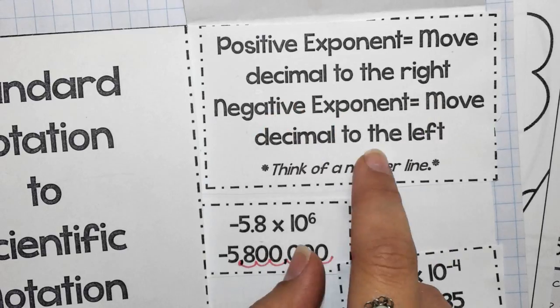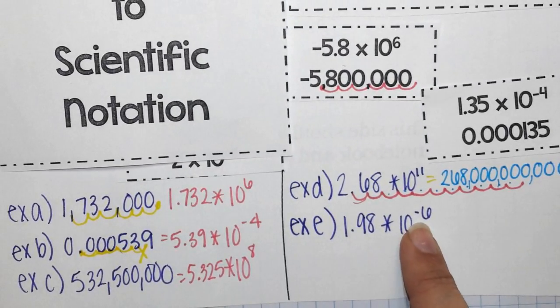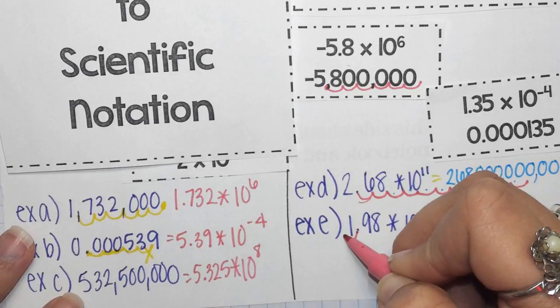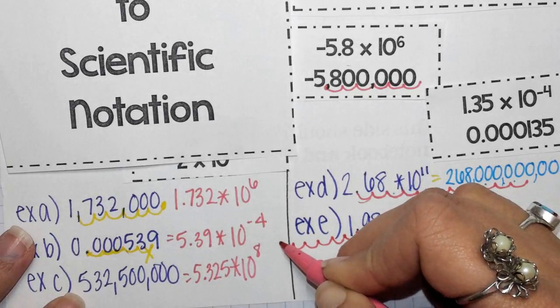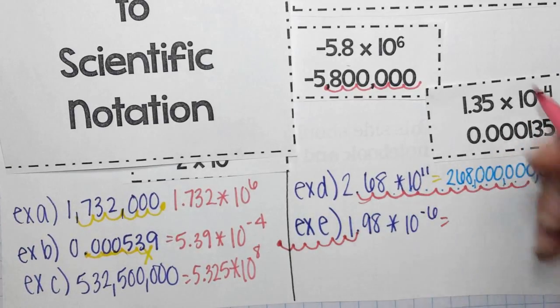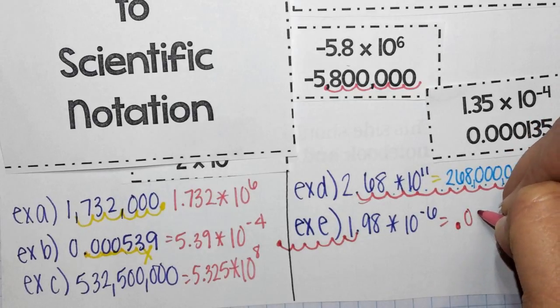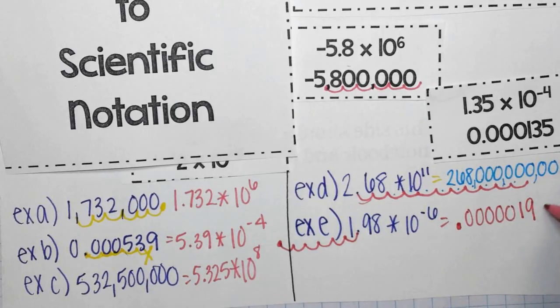Negative exponent, move decimal to the left. So how many places are we going to go to the left? 6 places. So let's practice. 1, 2, 3, 4, 5, 6. How many zeros are we going to have? So point, 1, 2, 3, 4, 5, 1, 9, 8.